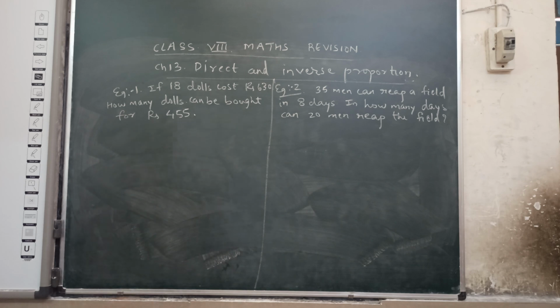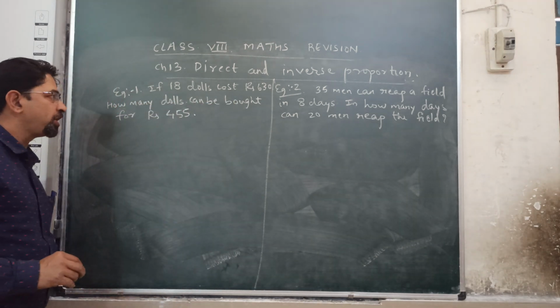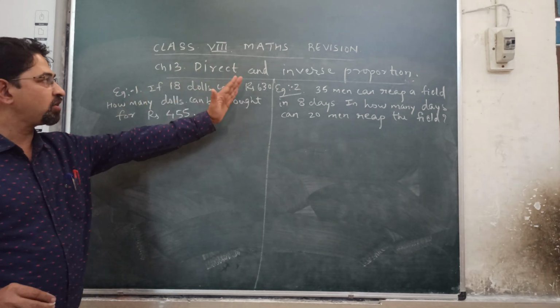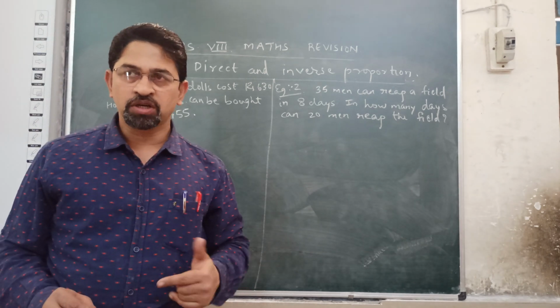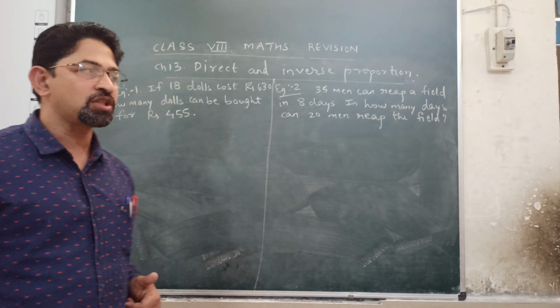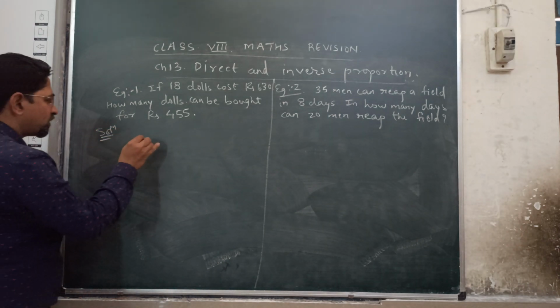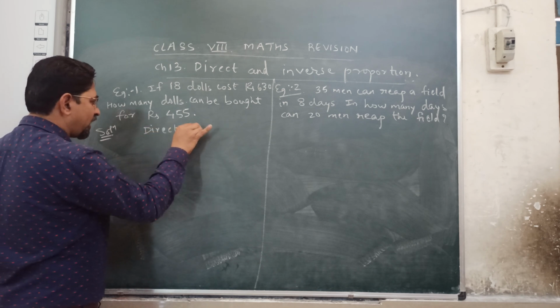Okay, so let's take an example. If 18 dolls cost rupees 630, how many dolls can be bought for rupees 455? Cost and quantity vary directly, because if you increase the quantity, the cost will increase. So first we have to identify the proportion. This is direct proportion.